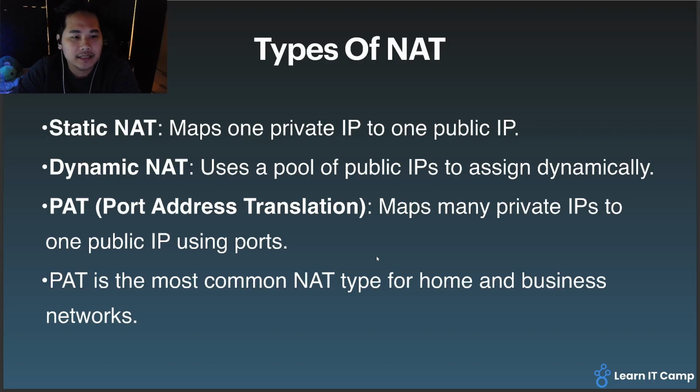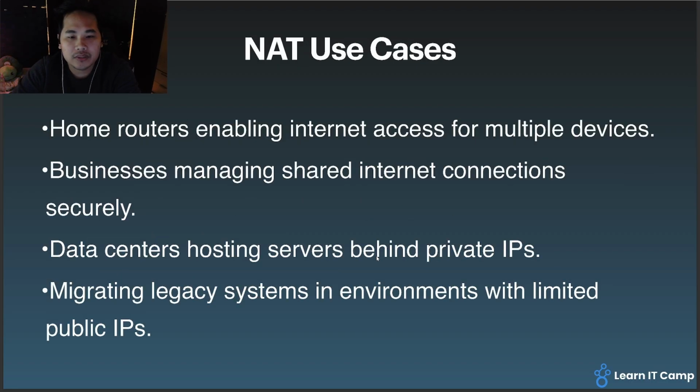Types of NAT: static NAT maps one private IP to one public IP. Dynamic NAT uses a pool of public IPs to assign them dynamically. PAT, port address translation, maps many private IPs to one public IP using ports. PAT is the most common NAT type for home and business networks. Use cases: home routers enabling internet access for multiple devices, businesses managing a shared internet connection securely, and data centers hosting servers behind private IPs, migrating legacy systems in environments with limited public IPs.